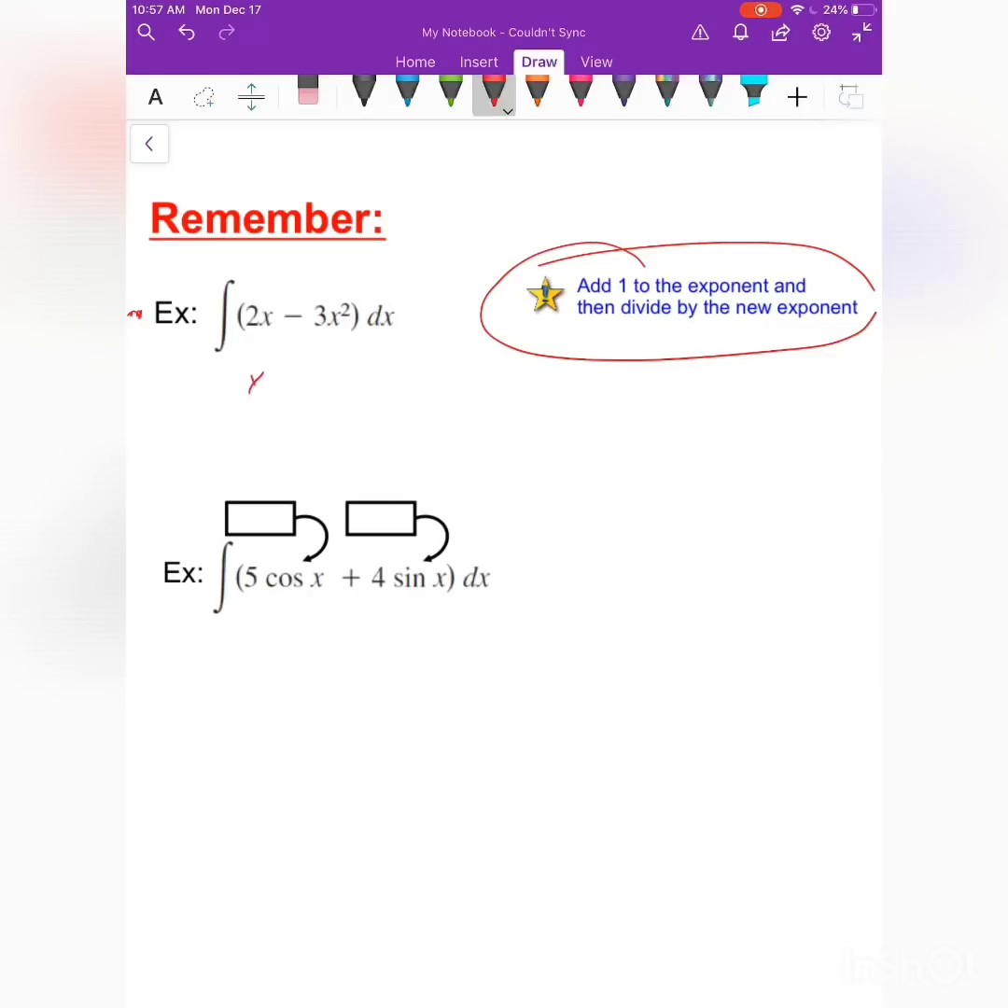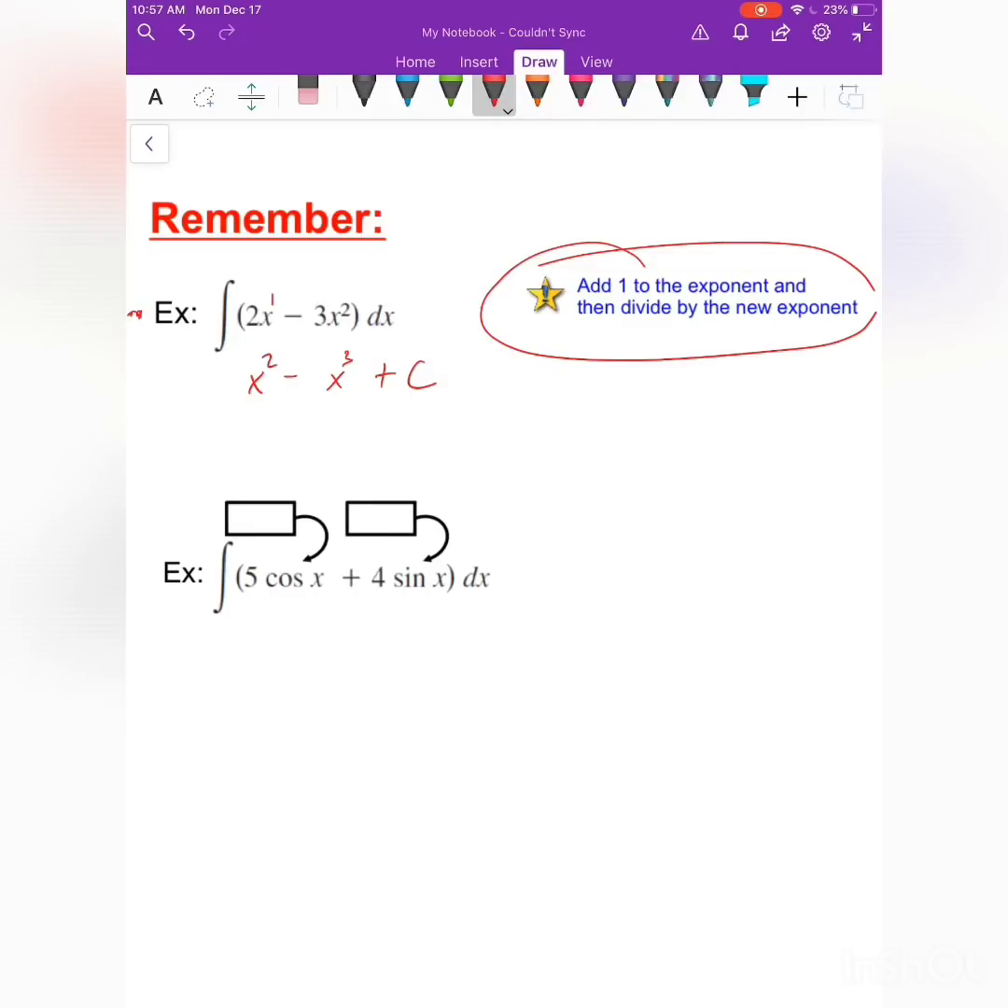So for this one you get x, it was to the first power, so to the second, and when you divide by 2, that coefficient of 2 will cancel. Secondly, you've got x cubed, again, divided by 3, and the coefficient of 3 will cancel, and don't forget your plus c. That's using the reverse power rule.